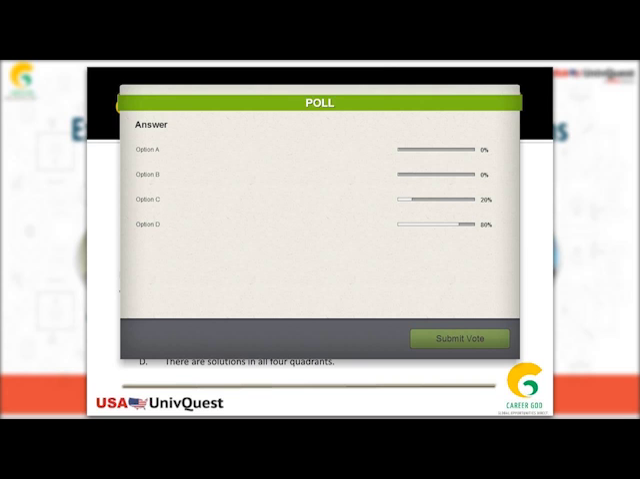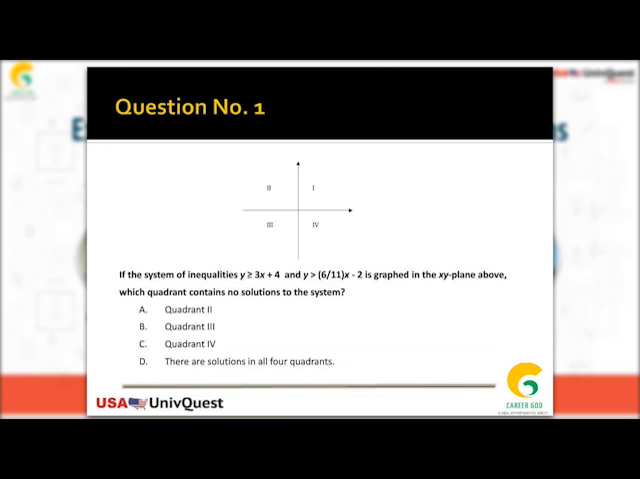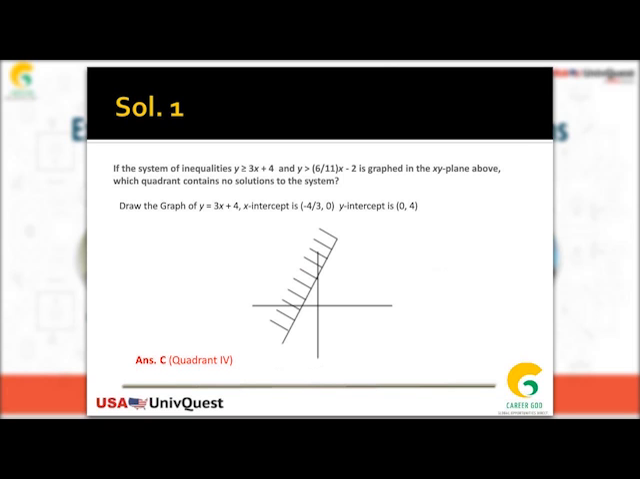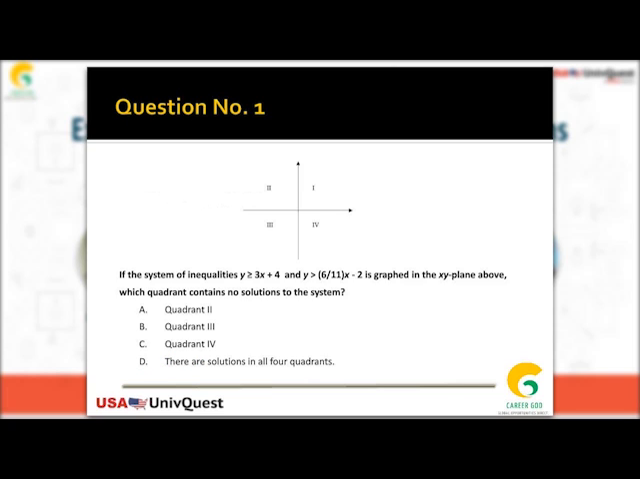So now let me explain this. If you see the question, in the system of inequalities, y is greater than or equal to 3x plus 4 and y is greater than or equal to something else, graphed in the xy plane above, which quadrant contains no solution to the system? Meaning, in which quadrant does no solution exist for the given system?